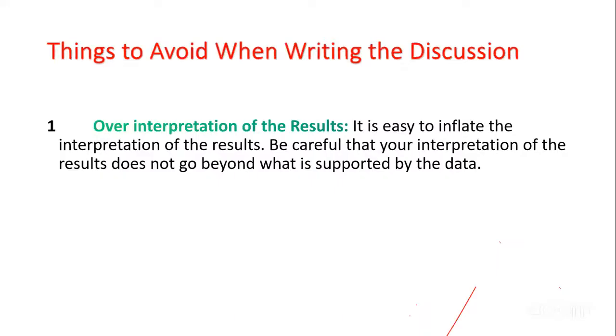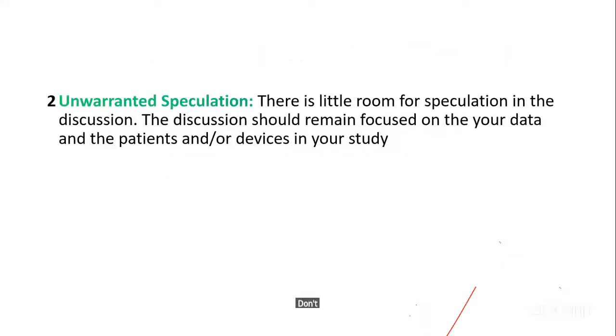So, things to avoid when writing a discussion. Over-interpretation of the results. Don't over-interpret your results. Avoid unwarranted speculation in the discussion. You have to remain focused on the data and the patients or the phases you studied. Don't speculate, for instance, that when you use this intervention, you dive into diabetes and say maybe something will also happen to people with diabetes. No.